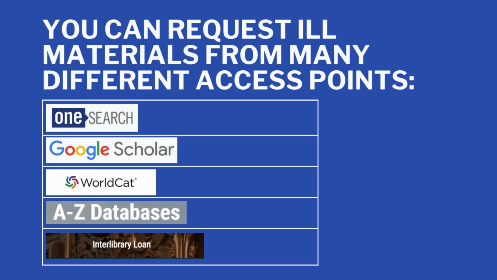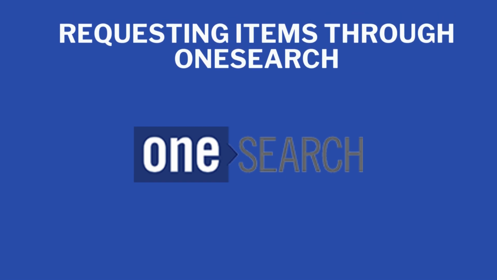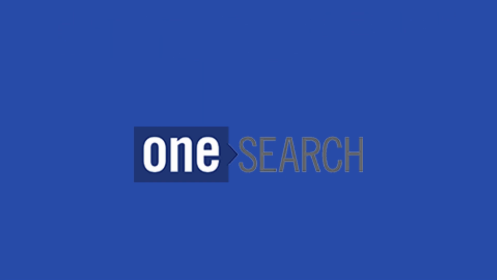You can request ILL materials from many different access points, from OneSearch, WorldCat, Google Scholar, and the GC databases. You can also manually request items through your ILL account. We will now discuss how to request items through OneSearch.